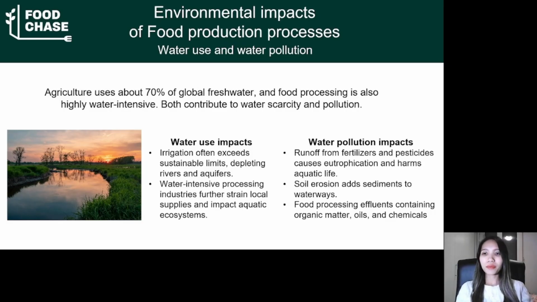Considering the water pollution, the runoff from fertilizer and pesticide causes eutrophication. This is a phenomenon where nitrogen and phosphorus end up in the water body, causing algal bloom that depletes the oxygen in water and harms aquatic life. Soil erosion also adds sediment to waterways. And finally, food processing effluents contain organic matter, oils, and chemicals that pollute the water.